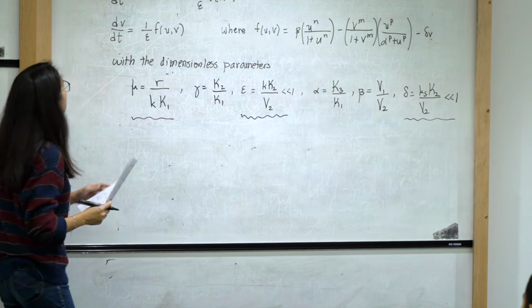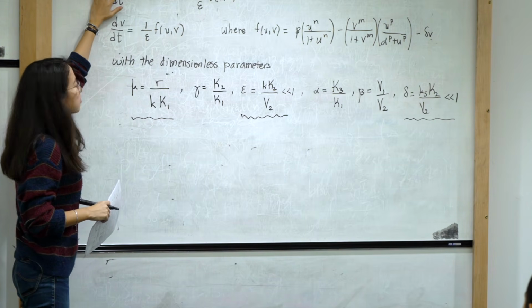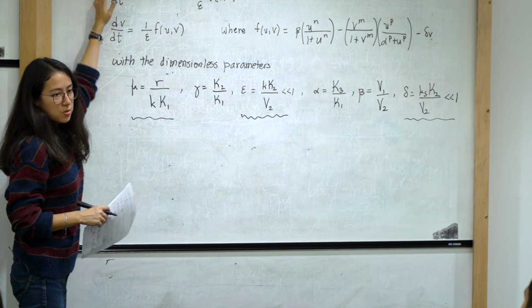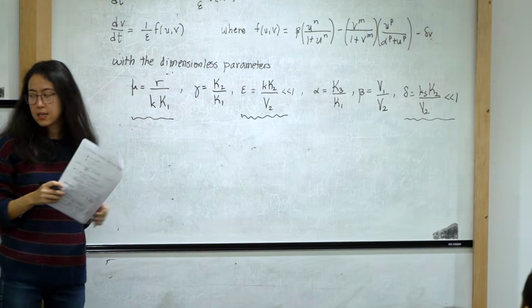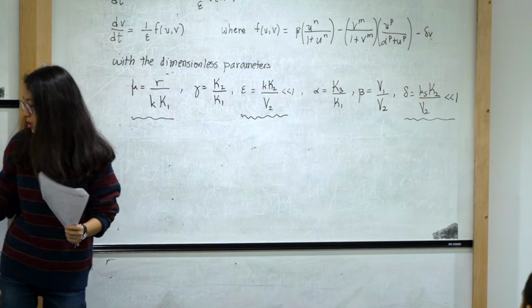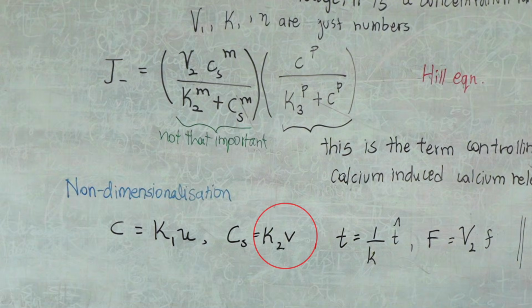And also I want you to remember that U is the thing that is relating to CS, right? We said. And then the V is the one relating to, sorry, it's the other way. V is related to CS and U is related to C.